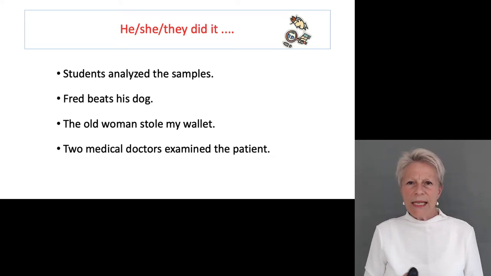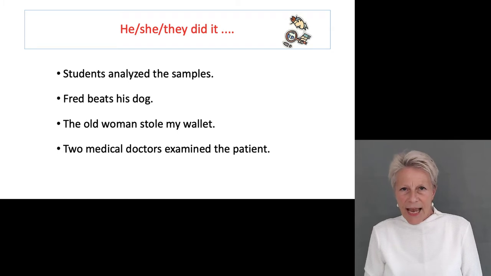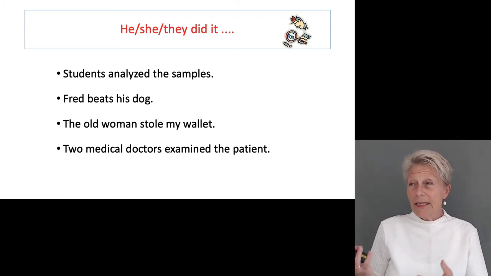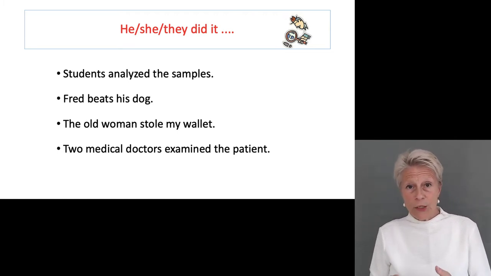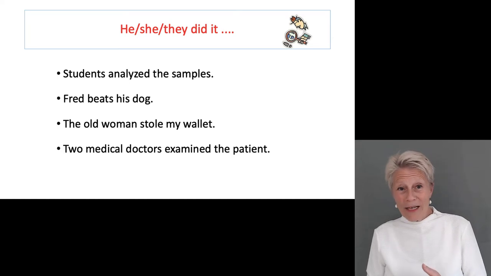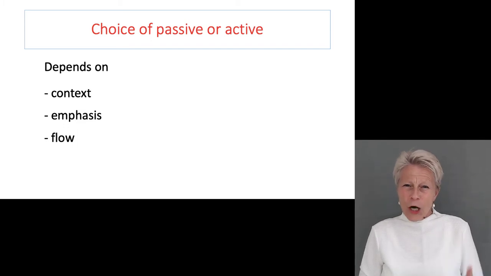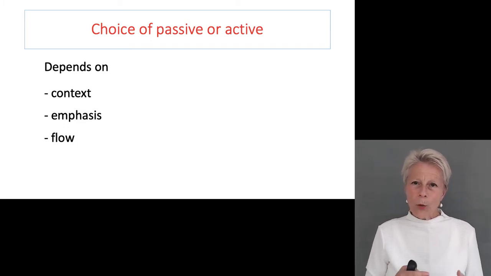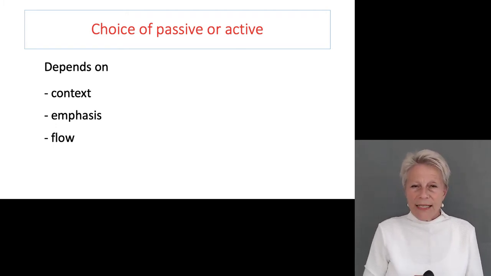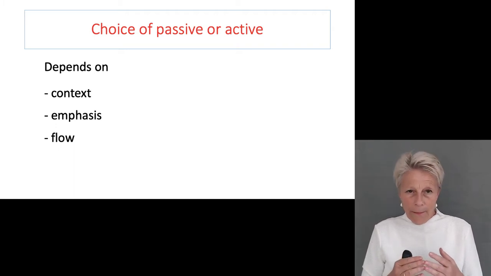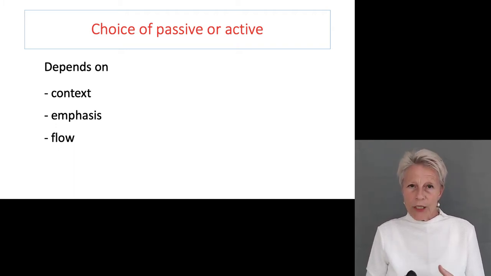The choice between these sentences and the active alternatives, like in these examples, students analyzed the samples, Fred beats his dog, the old woman stole my wallet, 2 medical doctors examined the patient, depends totally on the emphasis you want to put on one of the parts of the sentences, and also on the flow and connection with the preceding or the following sentence. So, passive or active is, in many instances, a choice of style.